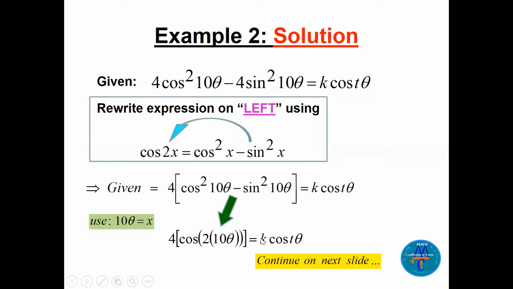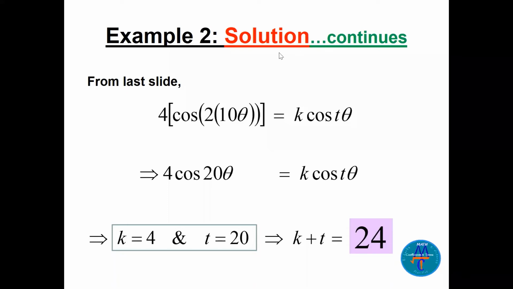So this is k cosine t theta. From the last slide, we can see 4 cosine of 2 times 10 theta, which is 20 theta, is equal to k cosine t theta. So k will be 4 and t will be 20. When you add k plus t, it's 24.